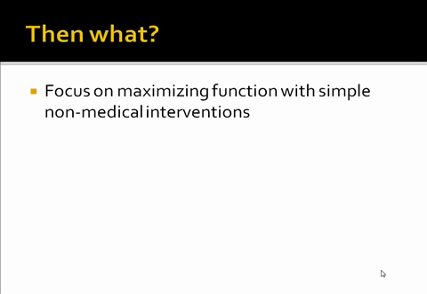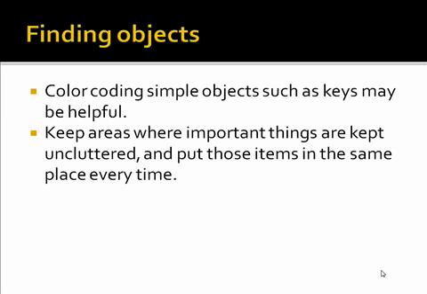Okay. So that's a pretty paltry list. So where do we go from there? Most of what we do in our clinic with patients with visual-spatial dysfunction is to focus on maximizing function, and mainly with simple non-medical interventions. For instance, if they complain that they have difficulty finding objects, we might give them some hints on how to make it a little simpler to find them.